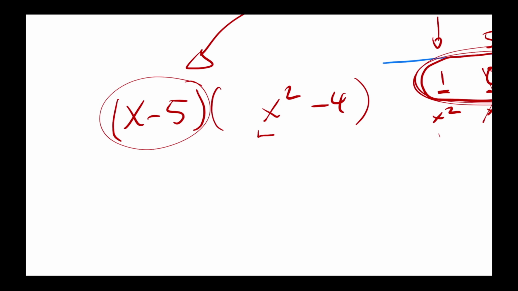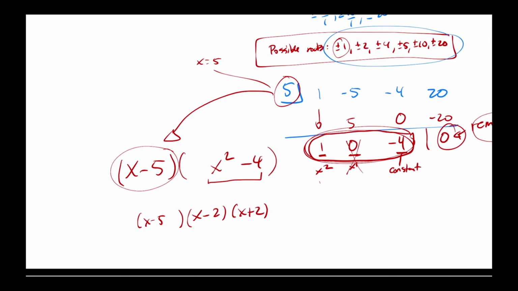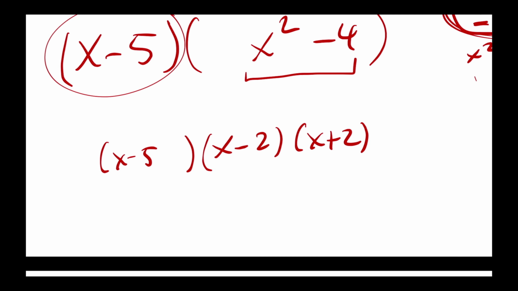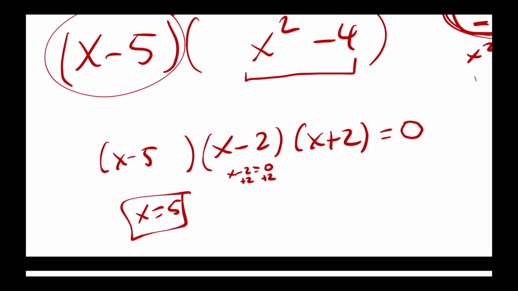If I look at this, I can factor it. That's the difference of two squares, so that comes from x minus 2, x plus 2. And then, of course, I have x minus 5, because that's my other root, the one I found by dividing. Now I can use that. When does that equal 0? Well, x equals 5. That's the first one we got. Set this one equal to 0. When is x minus 2 equal to 0? Add 2 to both sides, and I get x equals 2.